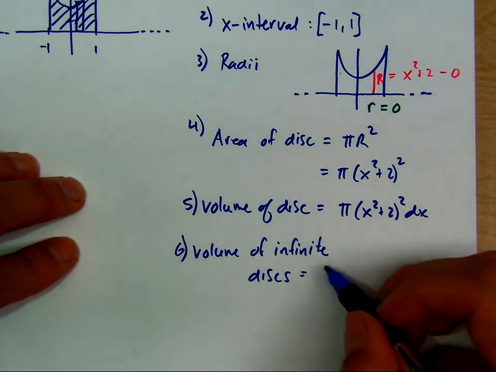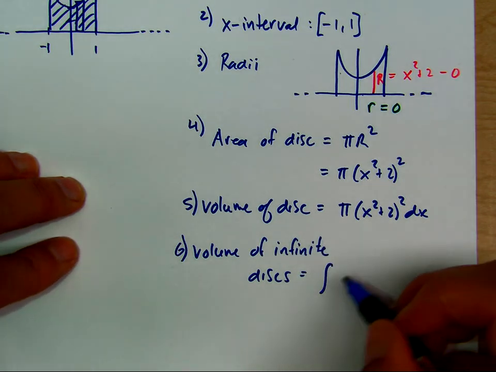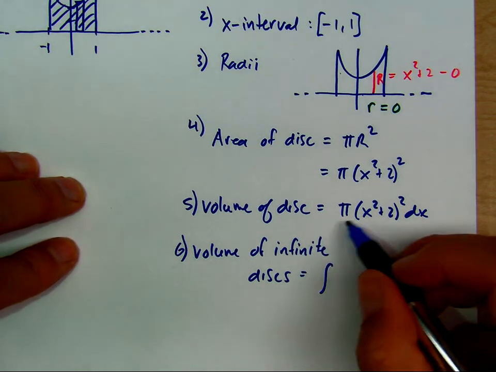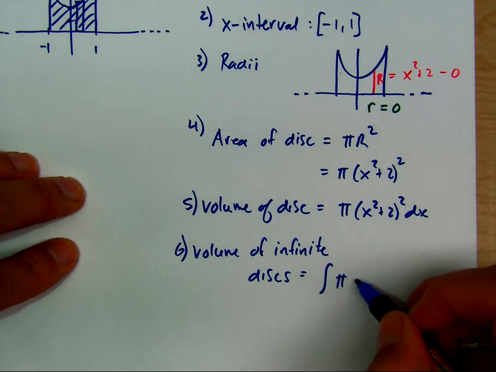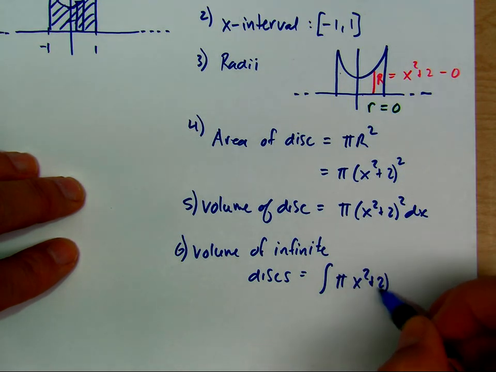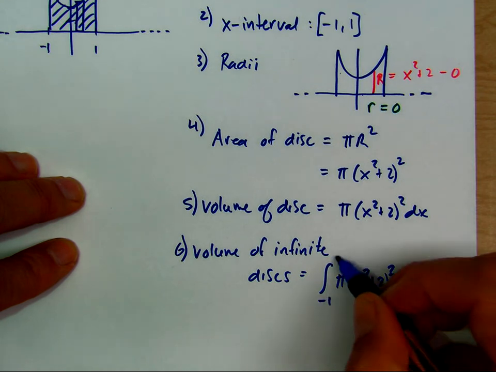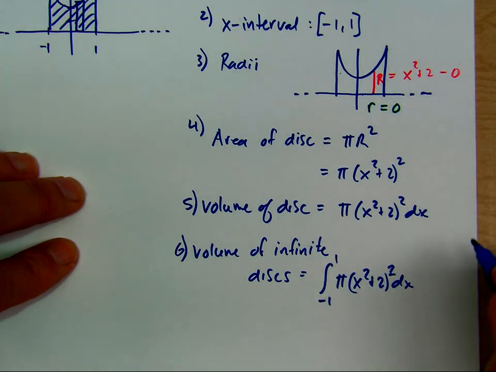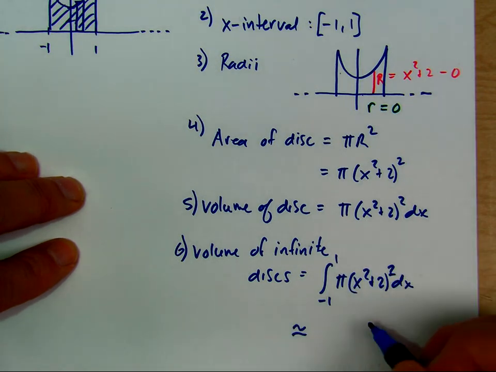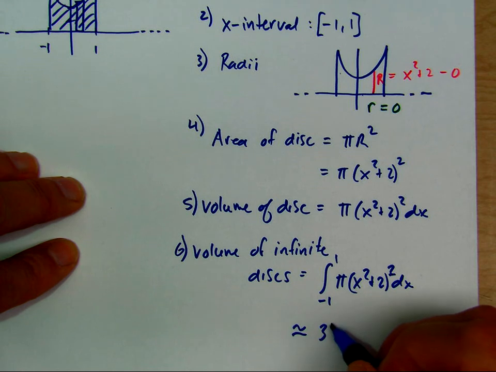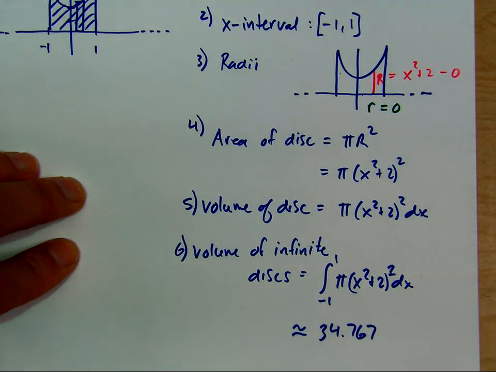And by integrating, we are adding up the volume of infinite disks. So we just take this representing one disk and integrate from -1 to 1. And if we do that on a calculator, we should get that.